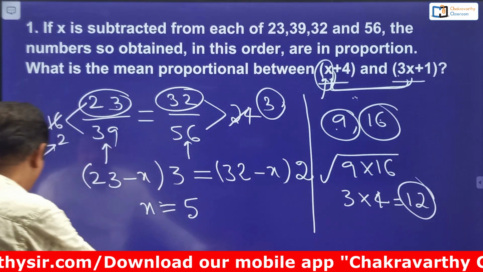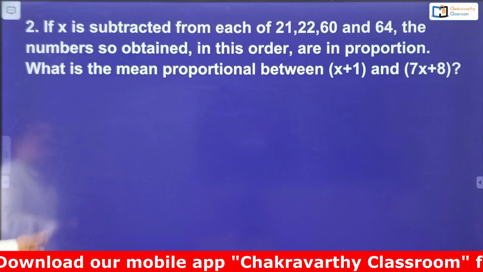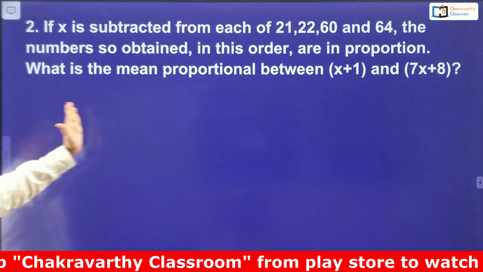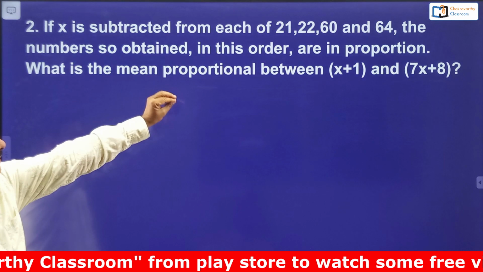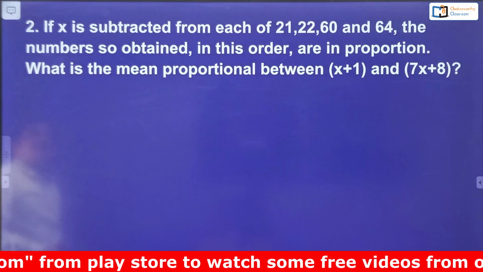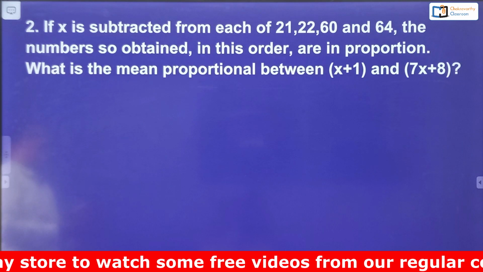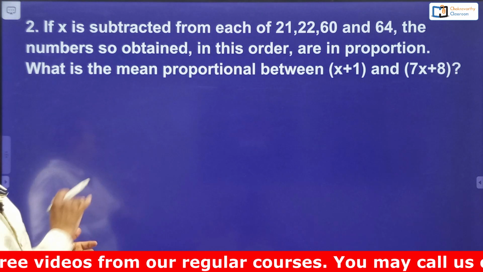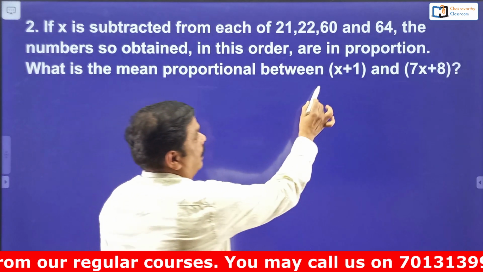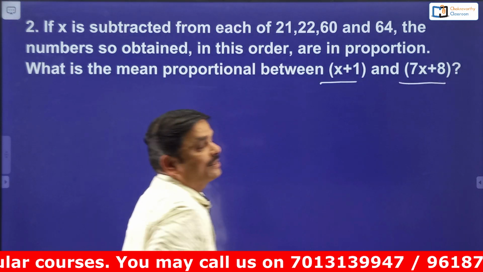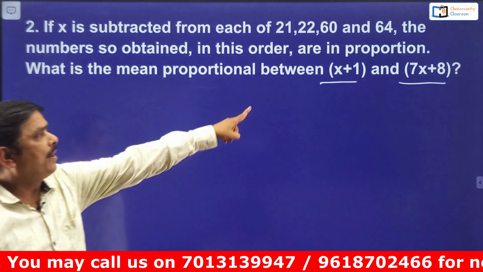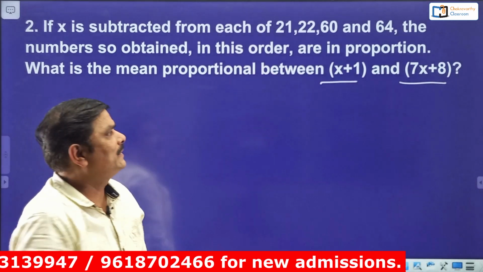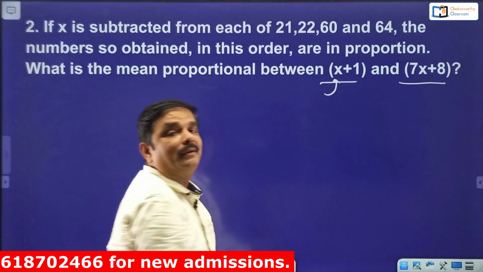Okay, now you apply the same shortcut and quickly do this question, students. Just pause the video here and try to do it by yourself. After that, resume the video. Okay, what's the question here? X is subtracted from 21, 22, 60, 64. Then the numbers so obtained are in proportion. What is the mean proportional of x plus 1, 7x plus 8? You know the formula for mean proportional, under root A into B. You can do it very easily, but finding out x is mandatory here.